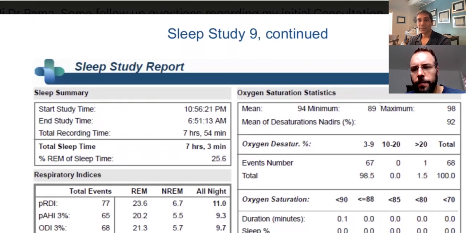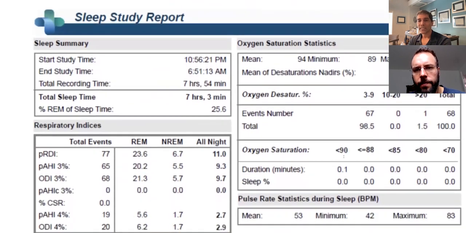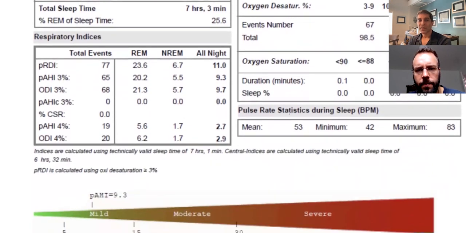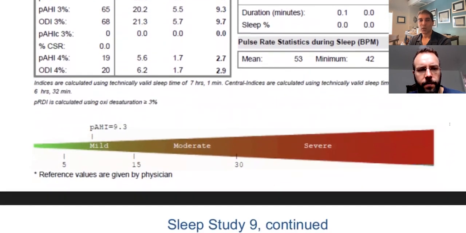89% is the minimum, and only 6 seconds were spent below 90%. Pulse is 53, which is good. That's a good pulse. Range is 42 to 83. It's fine. 40 to 90 is normal.